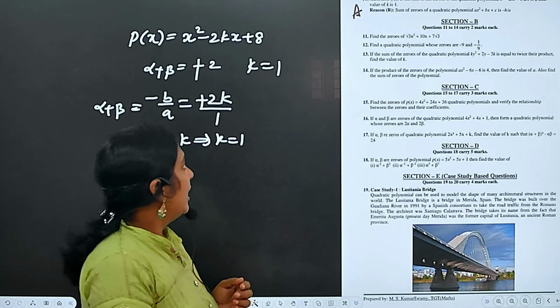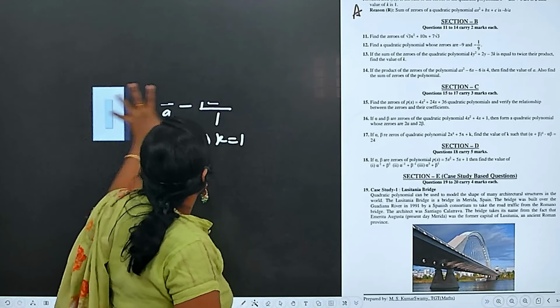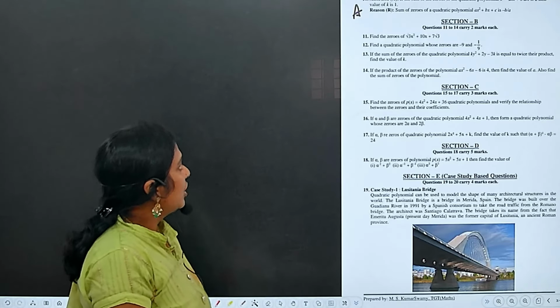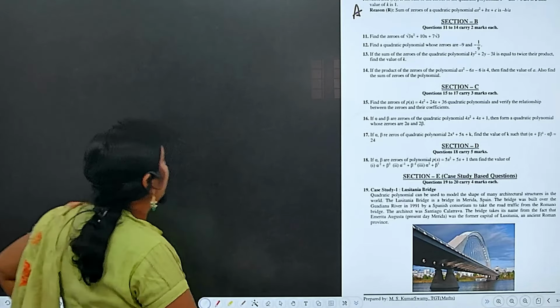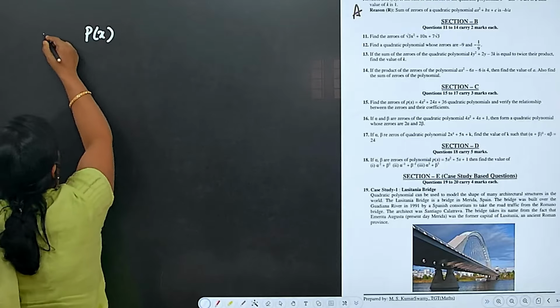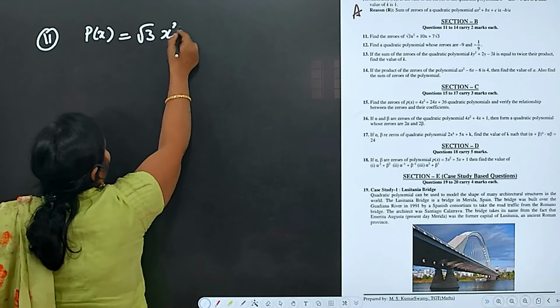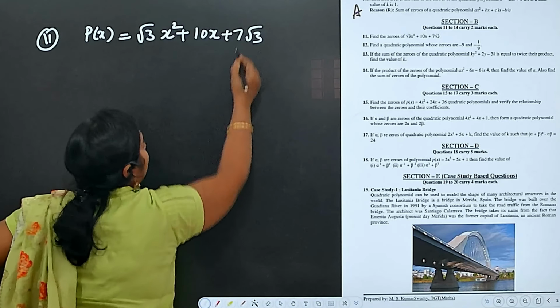Okay, next. Section B, question 11 to 14 carry 2 marks each. Find the zeros of p of x equal to root 3x square plus 10x plus 7 root 3.